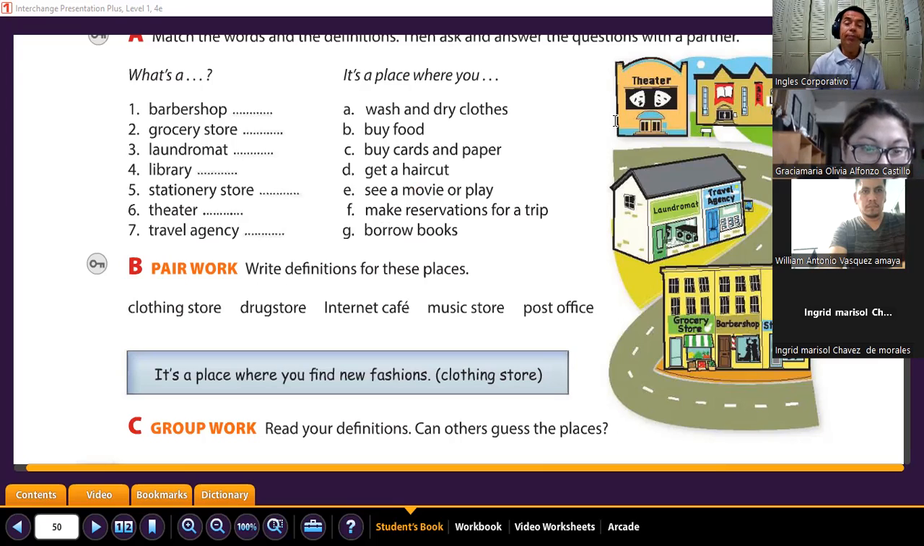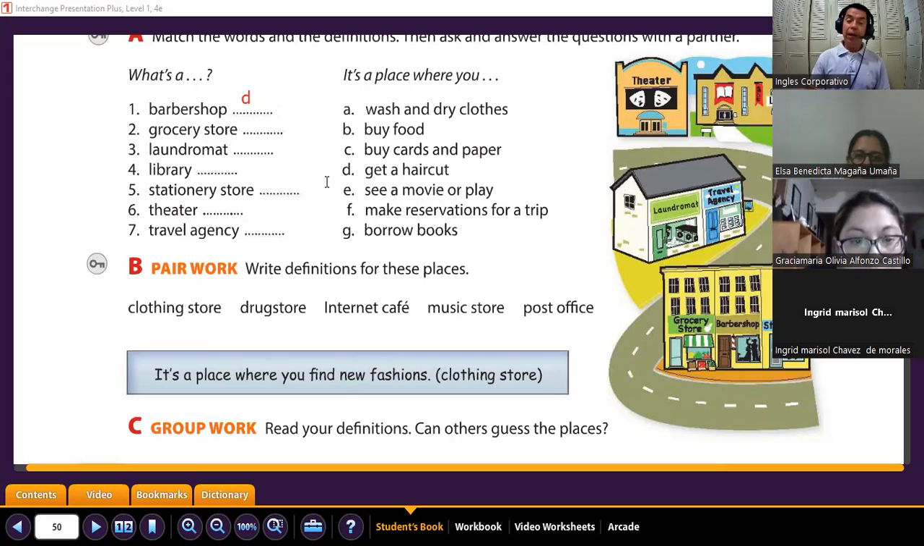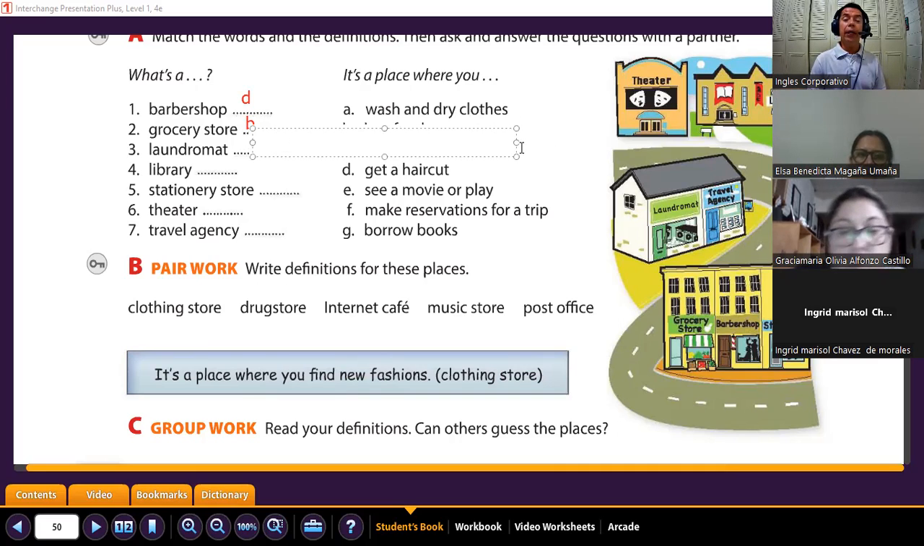Good. Number one? It's a letter D. It's a haircut. Okay. Grocery store. What's a grocery store? It's a place where you buy food. So letter B, right? Okie dokie. Laundromat. It's a place where you wash and dry clothes. So it's letter A, right?